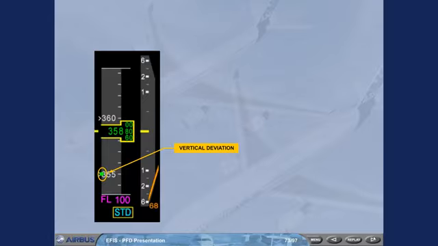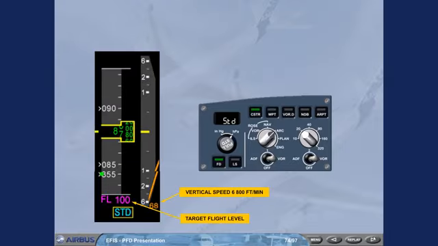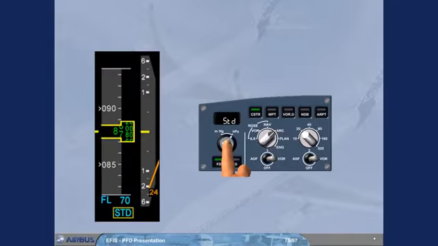We are now in the descent phase. The target flight level is magenta because the aircraft is in a managed descent with a constraint at flight level 100. Because the vertical speed is high, it is displayed in amber. At the transition level, the baro reference is set to show QNH by pushing the baro selector knob on the EFIS control panel.